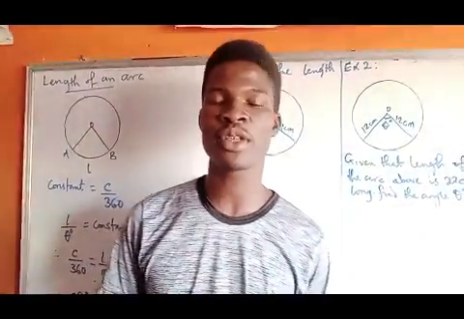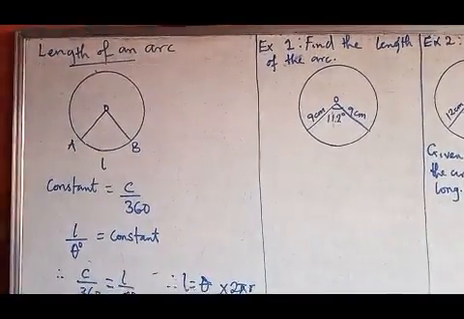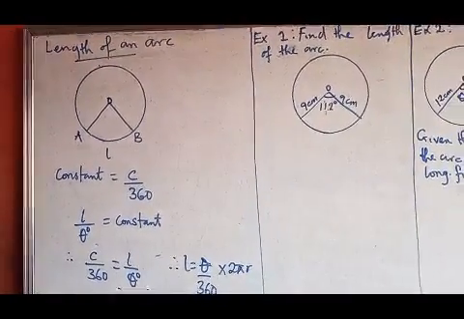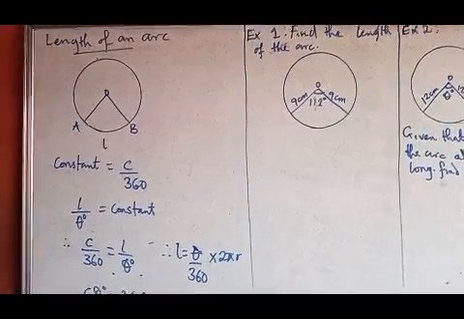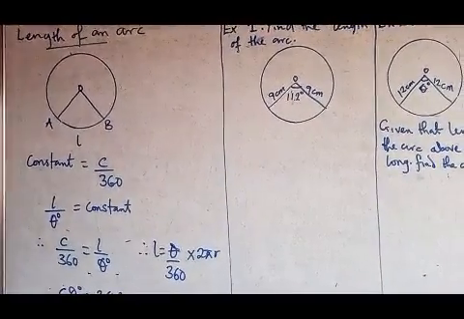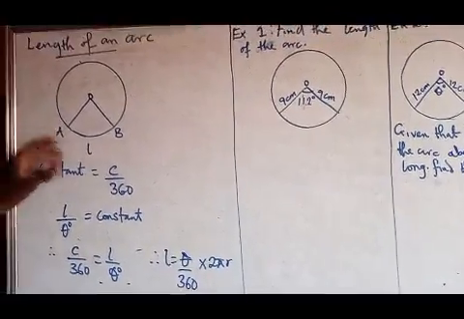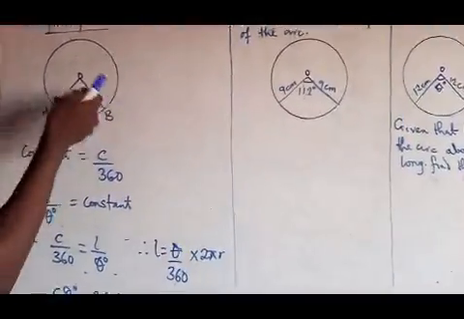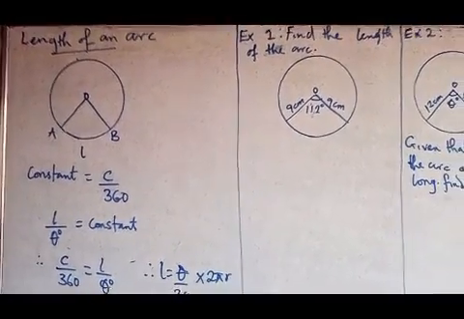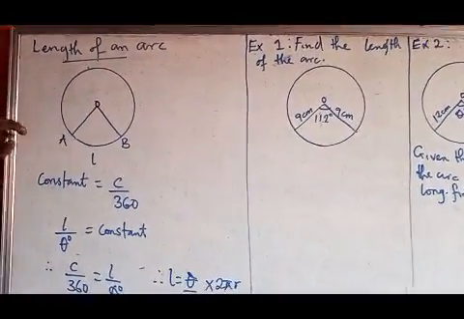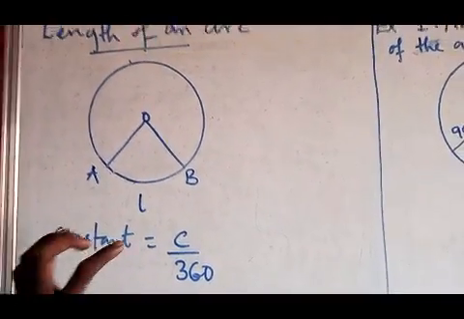Today's class we'll be talking about the length of an arc of a circle. In the last class I explained the parts of a circle, and today we are going further to study the length of an arc. If I have a circle, this is the arc of the circle, the curved part of the circle. That's what they call the arc. When they talk about the arc, we have this formula.